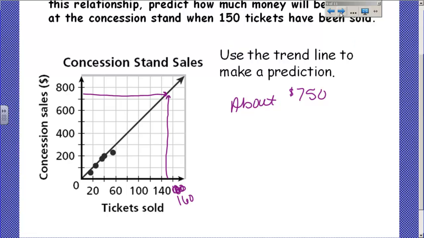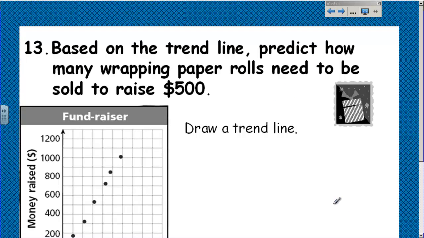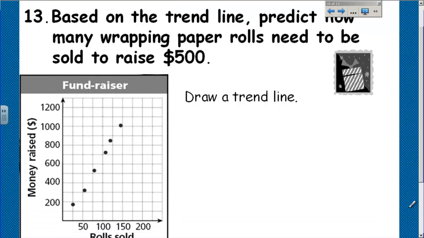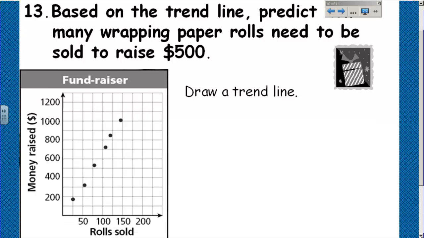So now let's do one where we have to draw in the line of best fit and then make a prediction. So here we have a graph that shows how many rolls of wrapping paper were sold. This is a fundraiser. Some kids, choir, band, orchestra, somebody are selling wrapping paper to raise money. And so here we have the number of rolls that got sold and how much money got raised.